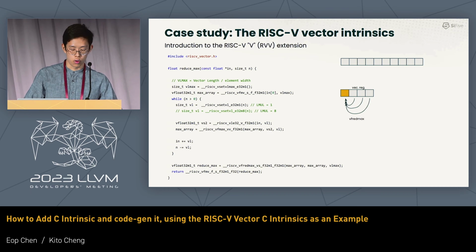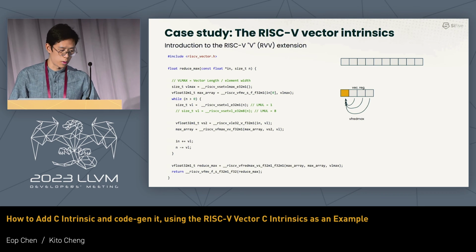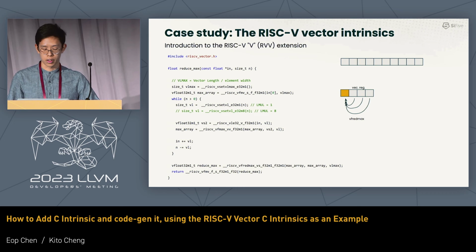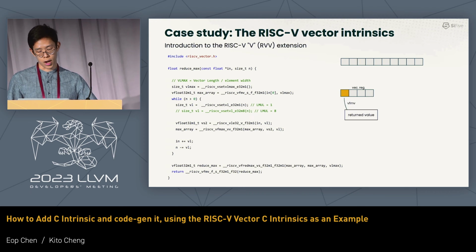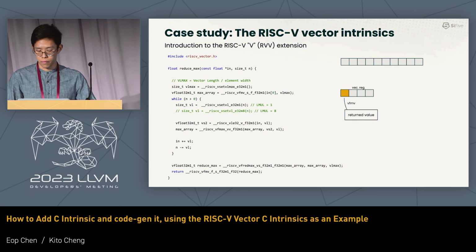And after the loop, we will be using the reduce max instruction to flatten the elements into the first element of the vector register and to move it out as the return value. So you get the feeling of vector executions here.